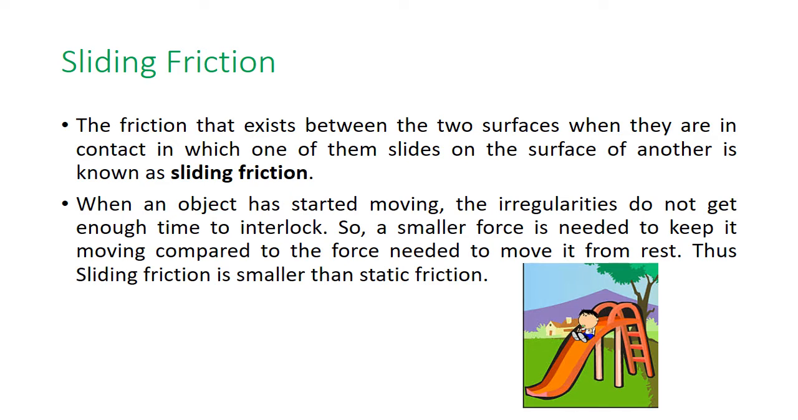Sliding friction. The friction that exists between the two surfaces when they are in contact, in which one of them slides on the surface of another, is known as sliding friction. When an object has started moving, the irregularities do not get enough time to interlock. So, a smaller force is needed to keep it moving compared to the force needed to move it from the rest. Thus, sliding friction is smaller than static friction.